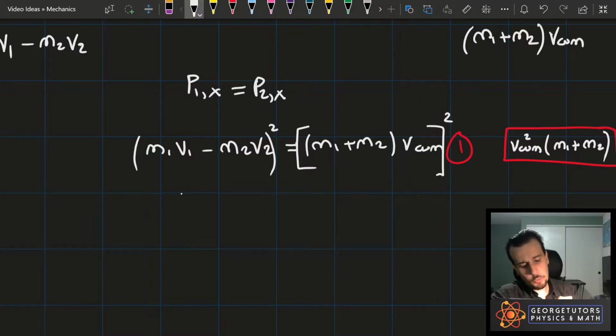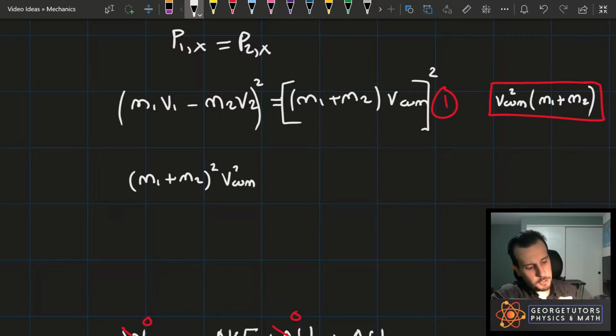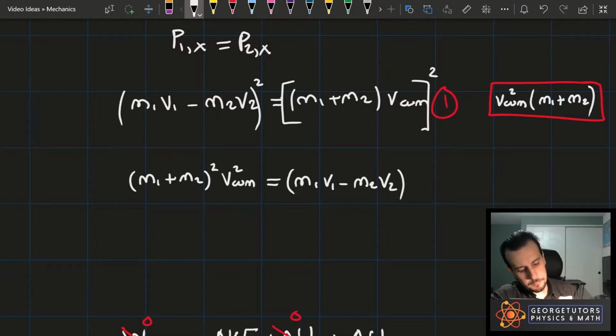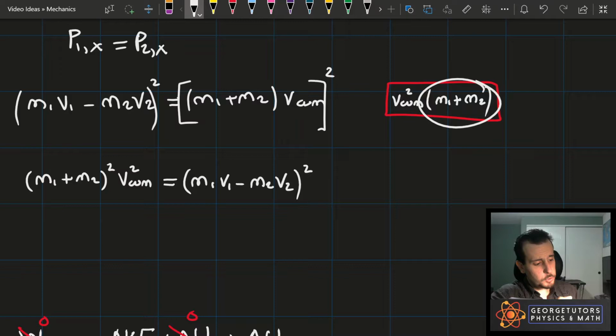If I square both sides, I end up having m1 plus m2 all squared times vcom squared, so I'm getting closer, and then on the right-hand side, I would end up having m1 v1 minus m2 v2 all squared. Okay, so is this what I wanted? Not quite, I have only a single factor of m1 plus m2, while here I have a square.